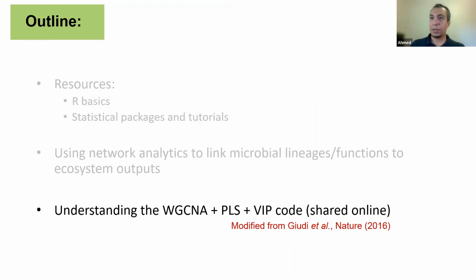All right, so this is the last part of my presentation today. We're going to go through the 3 steps that we have discussed: building the network using WGCNA, using partial least square regression, and extracting the variables. And this is the code that I have here. It's already shared online, and it is modified from the code that they used in Guidi et al. 2016 to link thousands of microbial taxa, viruses, and also eukaryotic taxa to carbon export. So they wanted to understand which taxa are most probably driving carbon export to the deep ocean.